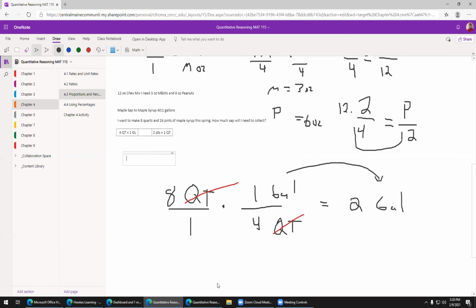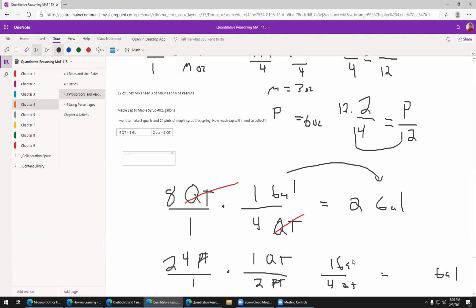And now to do my pints, I know, again, I want to finish with the 24 pints. So I put it over 1 just as a placeholder. I need to cancel my pint, so I put pint here on the bottom. Those two cancel. So there's 2 pints for 1 quart. Well, I'm not at the gallon where I want to be yet, right? So I have to do another conversion. So I put my quart on the bottom. Here's where my 4 goes. And then I got my 1 gallon on the top. And now my quarts cancel and I got gallon to gallons. So I'm now in the right units.